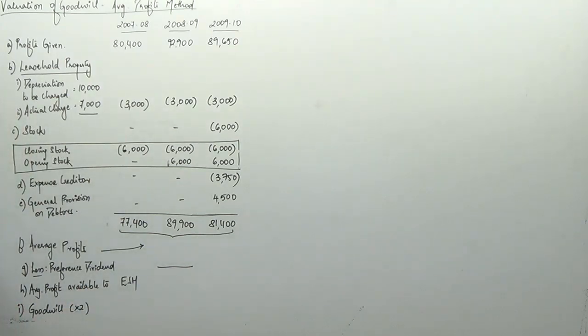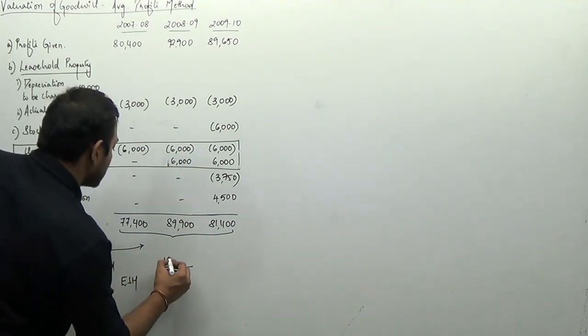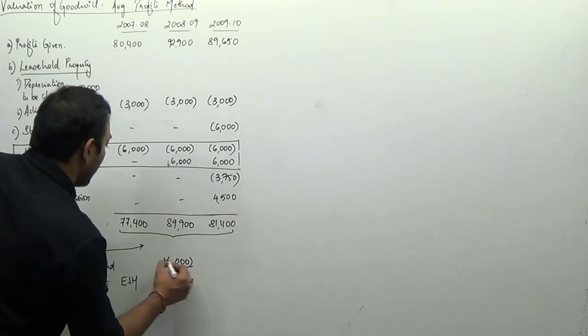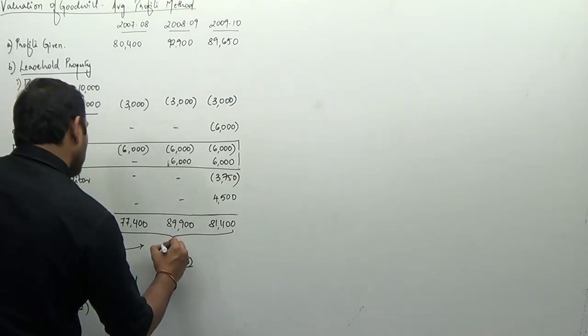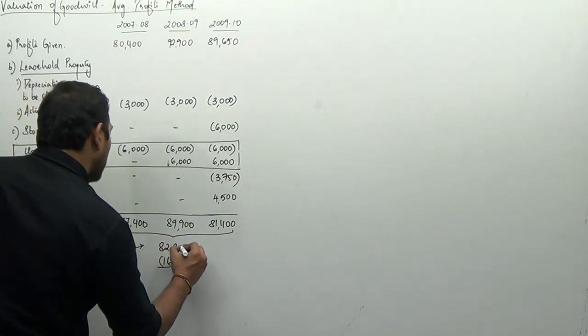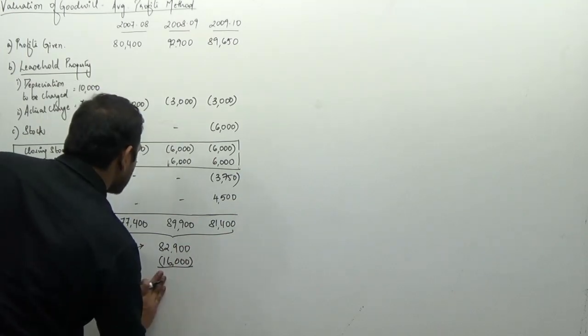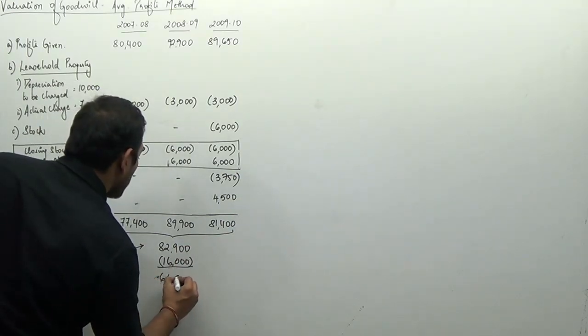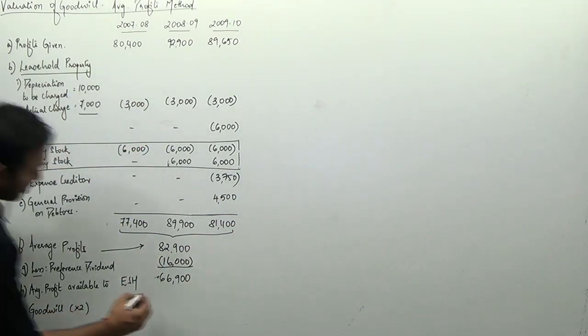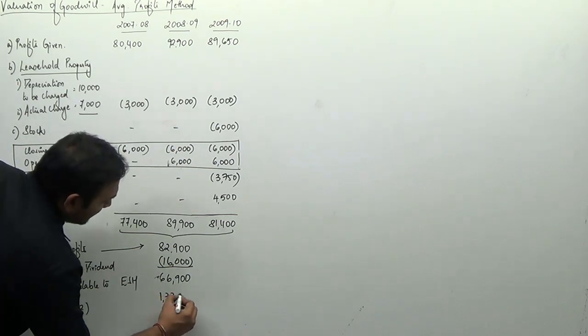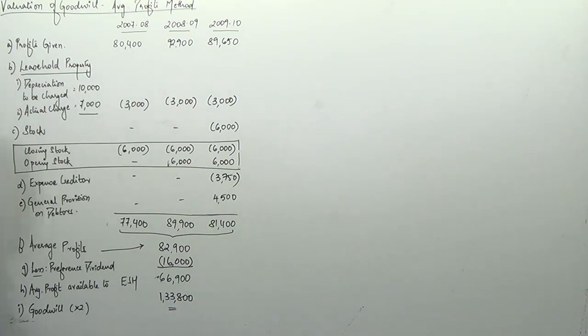What is the value of preference dividend? 8% dividend on 2 lakh share capital will be 16,000. And what is the average of the profits? 82,900. So this will be 66,900. That is 2 years purchase of average profits available to equity shareholders.